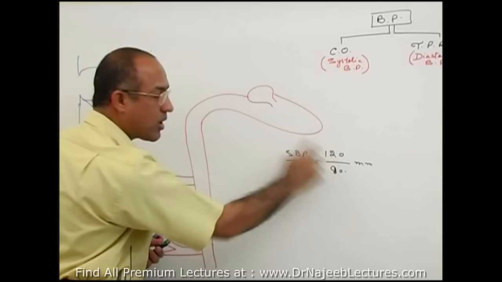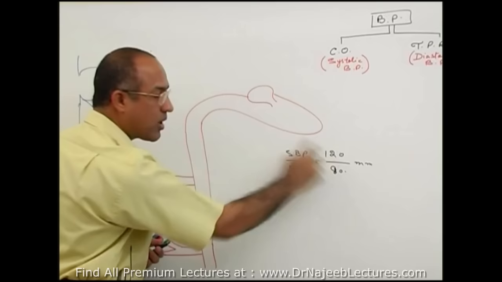Now we do another experiment. Let us suppose we give another drug which is an arteriolodilator. We do the reverse. We give another drug which will open these arterioles. If these arterioles are opened up, what will happen? During the diastole, blood will rapidly move forward.